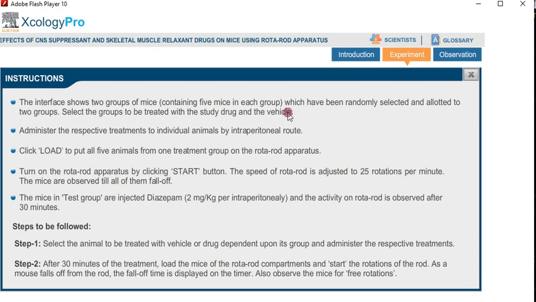There are some steps you have to follow. Select the animals to be treated with vehicle or drug depending on the group, and administer the respective treatment. After 30 minutes of the treatment, load the mice on the Rota rod compartment and start the button to rotate the rod. As a mouse falls off the rod, the fall of time is displayed on the timer. Also observe the mice for free rotation. You can count the free rotation.